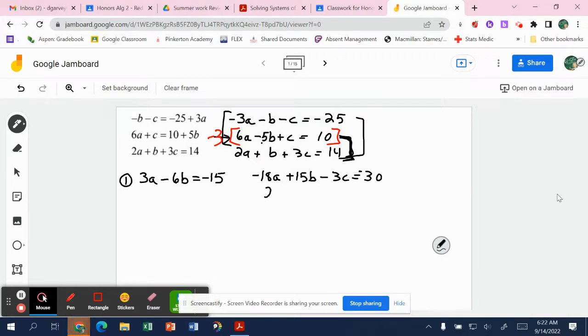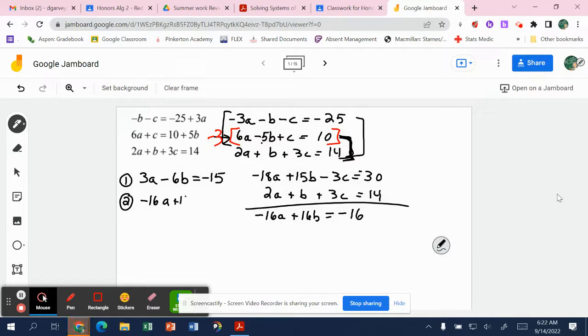I'm just going to rewrite the second equation down below. 2a plus b plus 3c equals 14. Now when I add these equations, I'll get negative 16a plus 16b. My 3's will cancel out. And I have negative 30 minus 14, so that'll be negative 16. All right, so now I have 2 equations and 2 variables. So I'm going to write this one right here. I'm going to get negative 16a plus 16b equals negative 16.